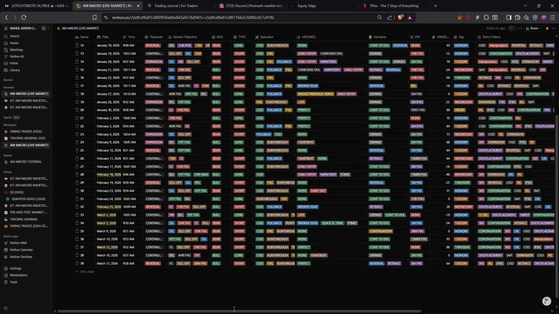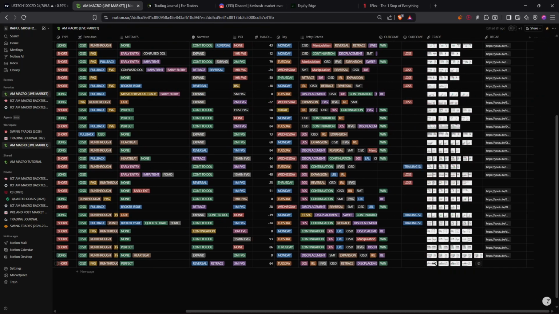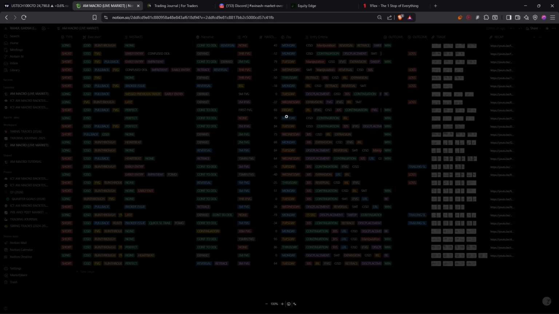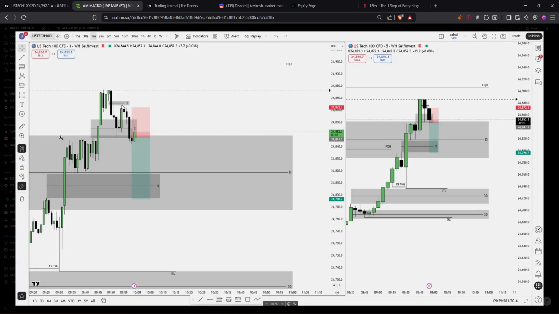I've also journaled this trade, everything perfectly. I've journaled everything and all. It takes 2 hours to load.